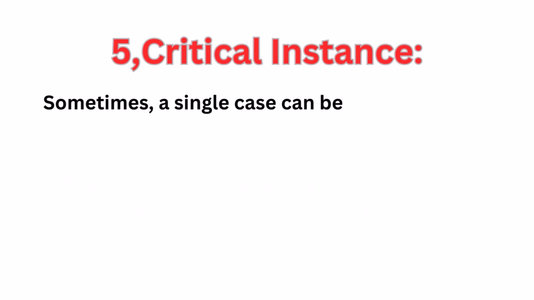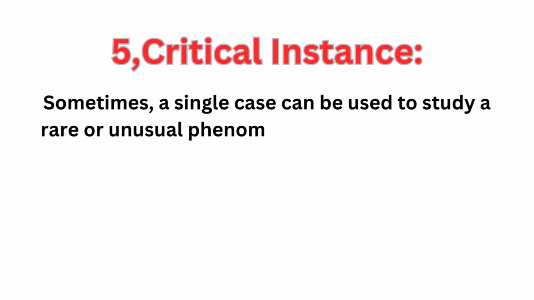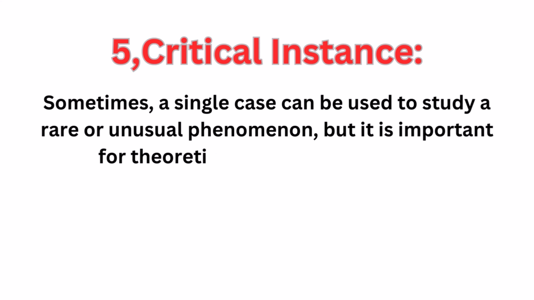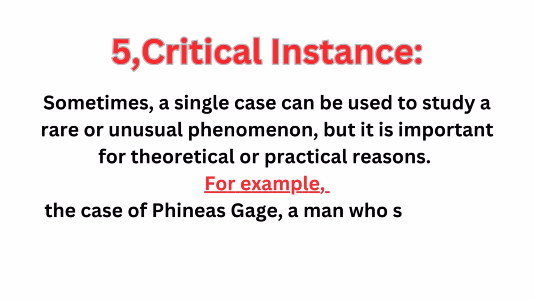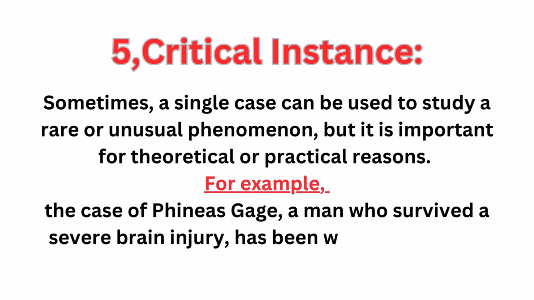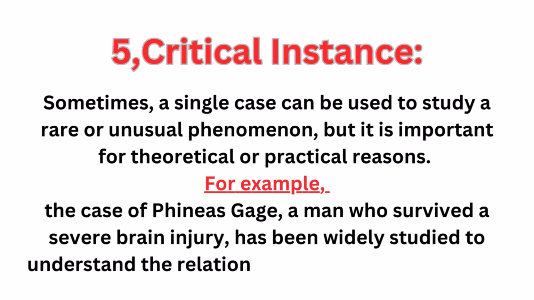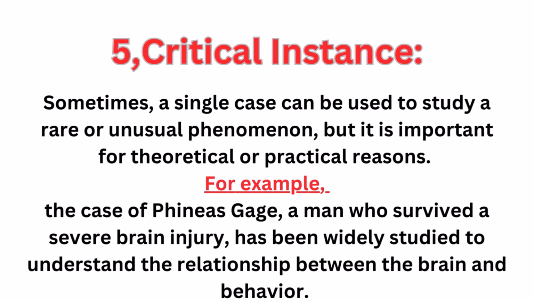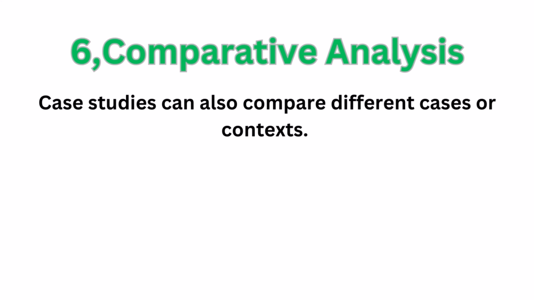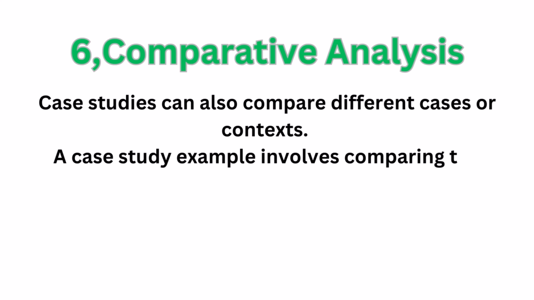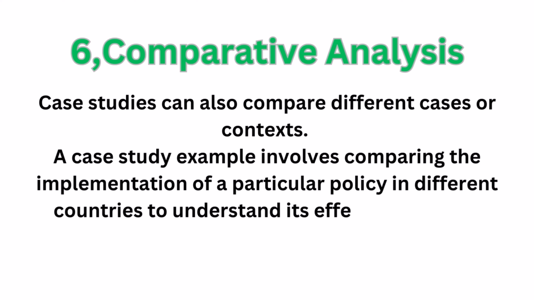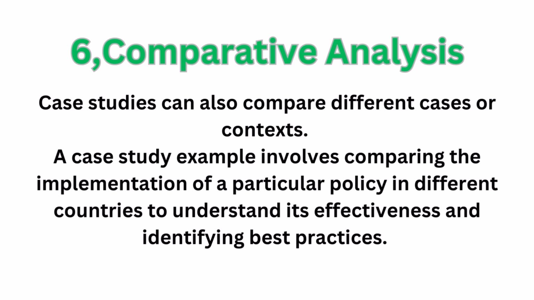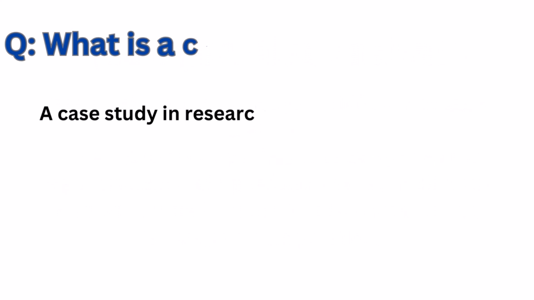5. Critical instance. Sometimes, a single case can be used to study a rare or unusual phenomenon, but it is important for theoretical or practical reasons. For example, the case of Phineas Gage, a man who survived a severe brain injury, has been widely studied to understand the relationship between the brain and behavior. 6. Comparative analysis. Case studies can also compare different cases or contexts. A case study example involves comparing the implementation of a particular policy in different countries to understand its effectiveness and identifying best practices.